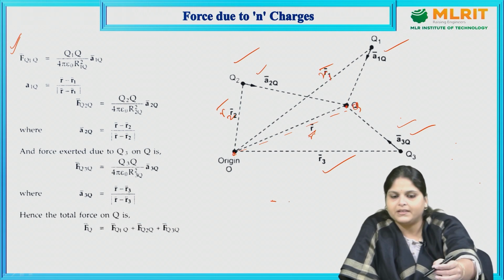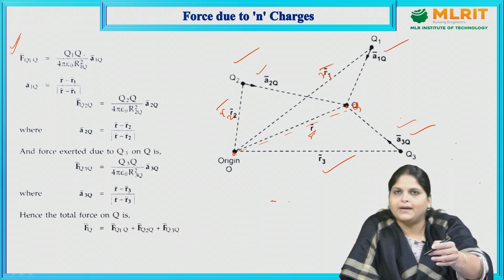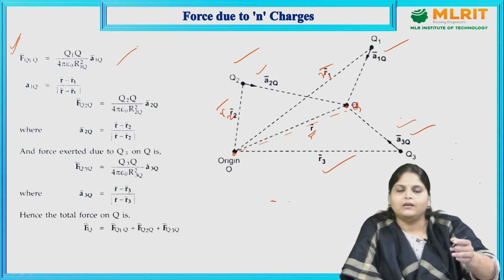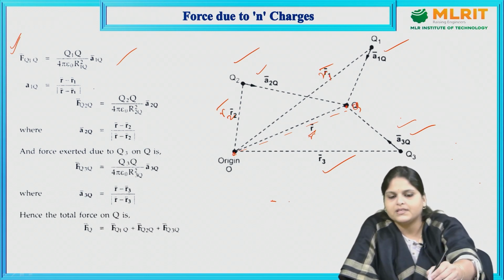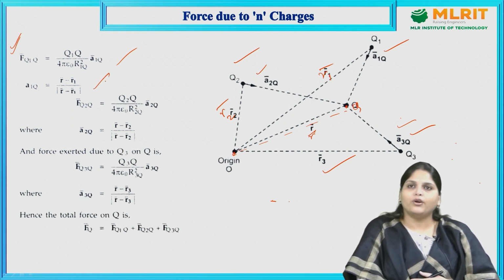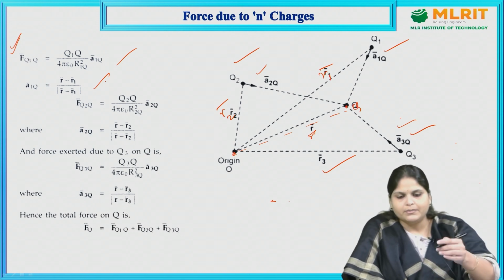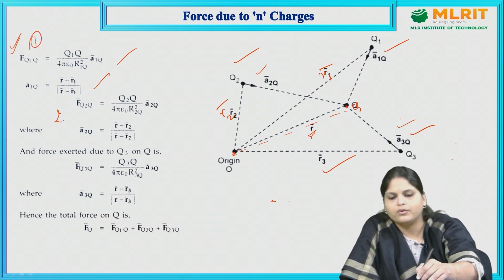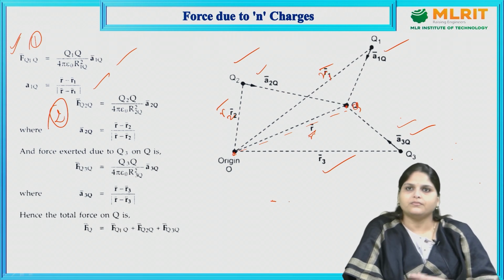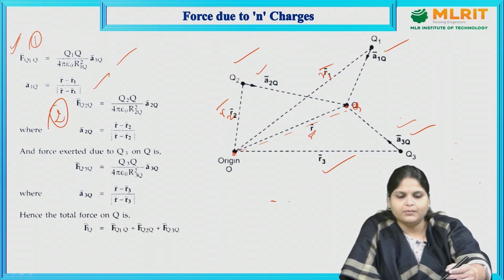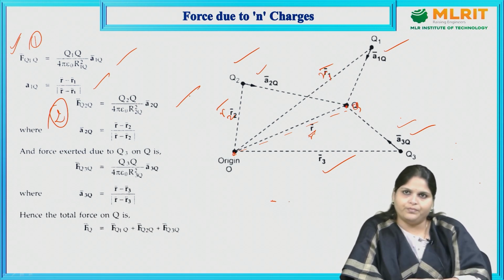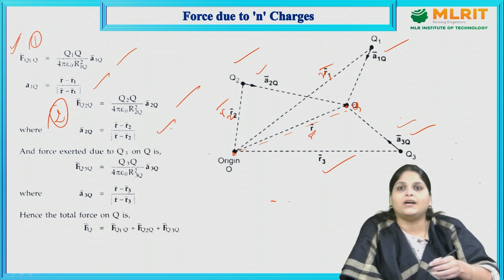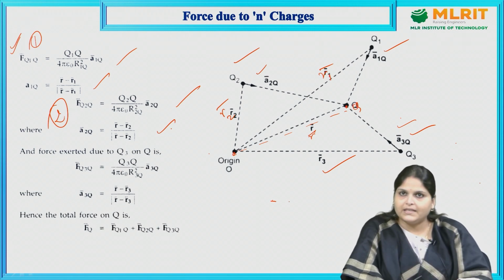So, this can be written as Q1 into Q divided by 4 pi epsilon naught R1Q square, and unit vector is A1Q. A1Q is R minus R1 upon mod of R minus R1. Similarly, we are writing the force on Q due to Q2. It will become Q2 into Q divided by 4 pi epsilon naught R2Q square, and unit vector is A2Q. A2Q is R minus R2 upon mod of R minus R2.